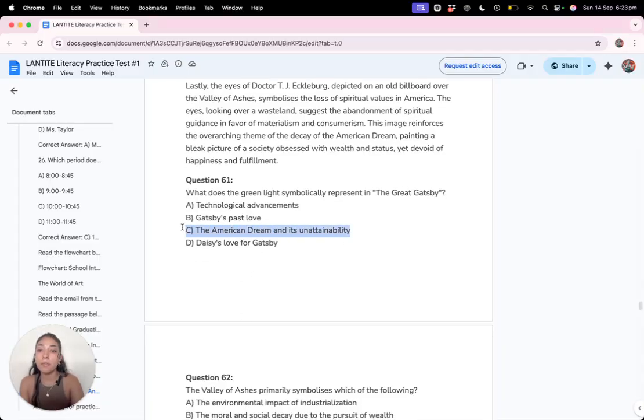The American dream and its unattainability, and that's because the green light symbolizes Gatsby's unattainable desires, particularly his dream of rekindling his romance with Daisy, which aligns with the broader themes of the American dream's elusiveness.